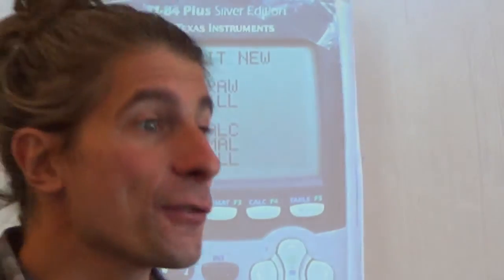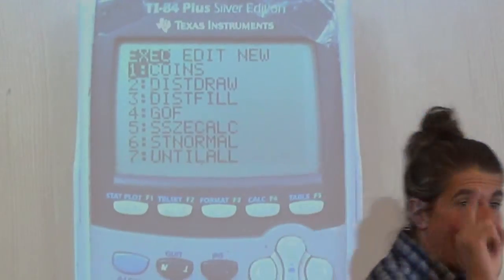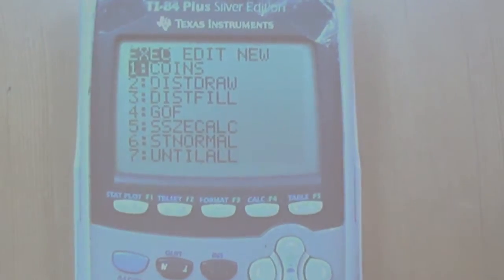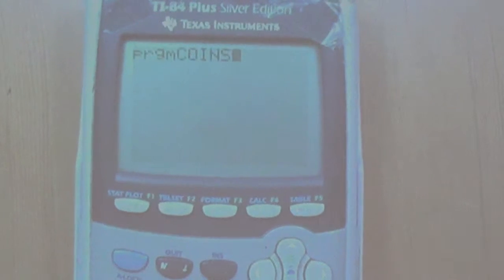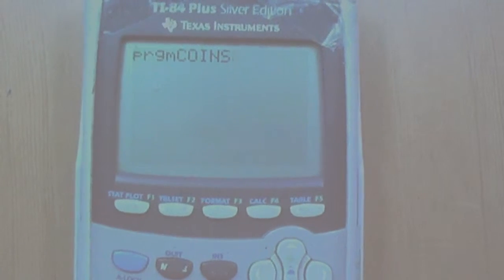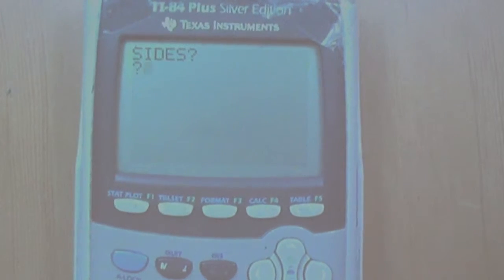Okay, if you have this program, highlight it like it is right now. It's probably the first thing, and just press enter. And then it says program coins, and then press enter again. Now it should say sides with a question mark. What it's asking you to do is to put in the number of sides your coin has. The program is called coins.